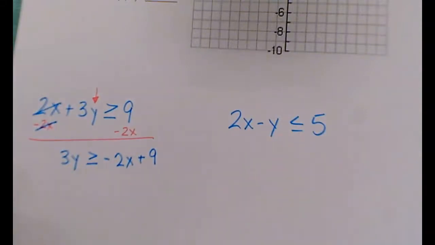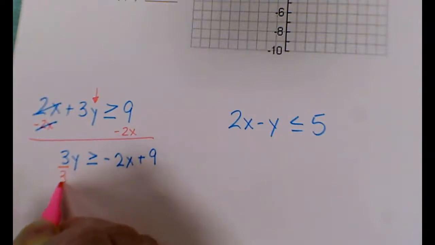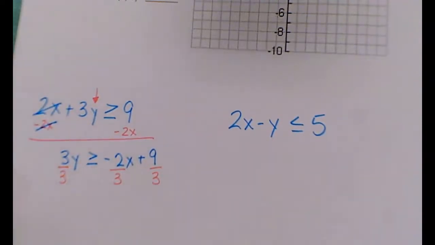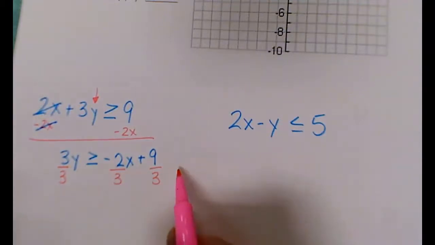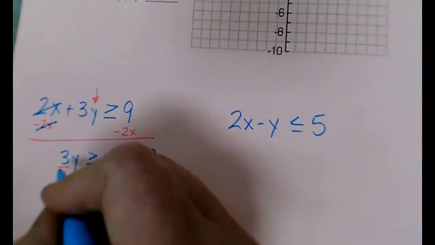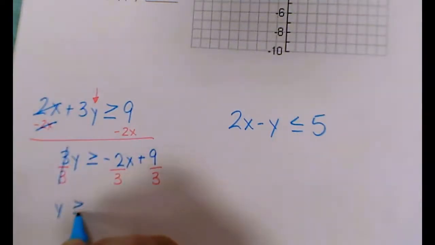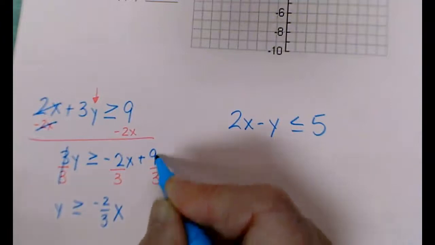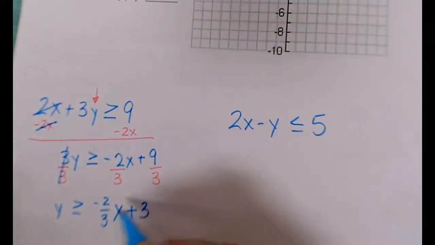What am I going to do to cancel out the 3? And when you divide everything. Some teachers draw the line all the way across and put just a 3 at the bottom. I like to do it this way so you don't forget that the 2 gets divided by the 3 and the 9 gets divided by the 3. How many times does 3 go into 9?